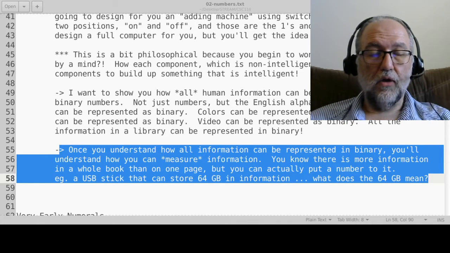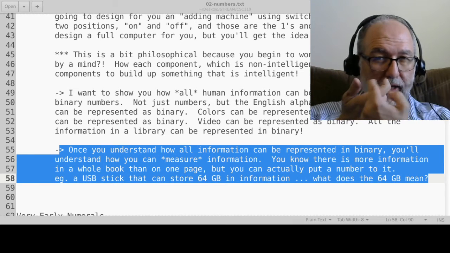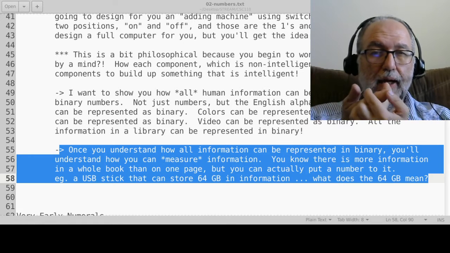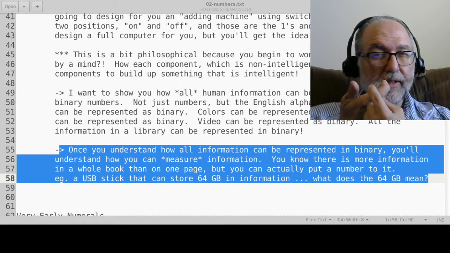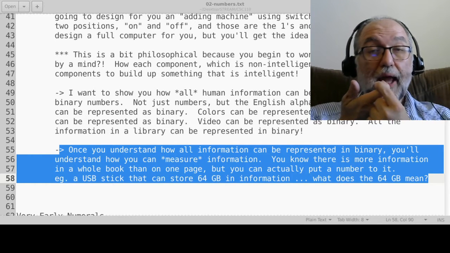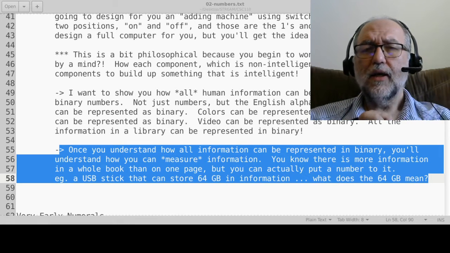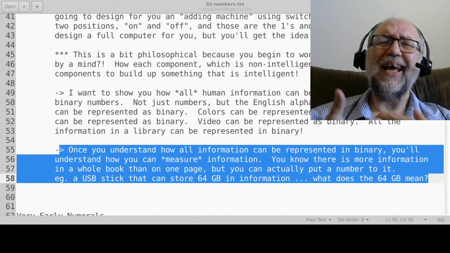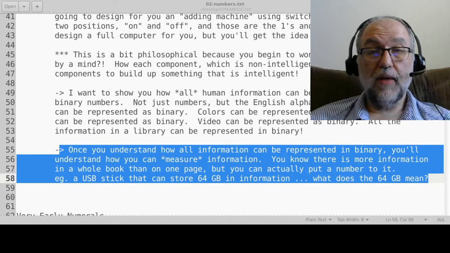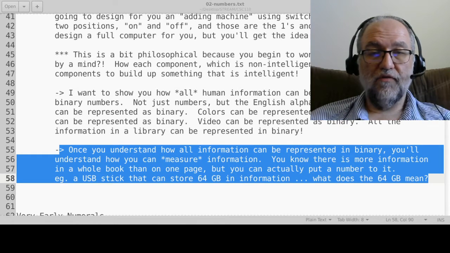It's very practical, because when you go out and get a USB stick, and you look on the side of it, if you have one right now, you can look at it, and it says something like 64 gigabytes. That's a little small these days, but you can still buy 64, 128, or 256 gigabytes. You go, what does that 64 gigabytes mean? What is a gigabyte? It's a measure of information. So that's interesting, because it means that we can measure information.